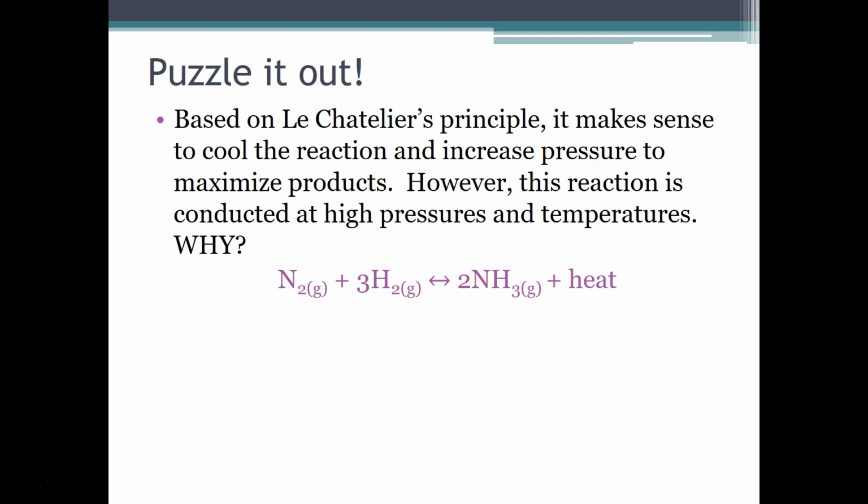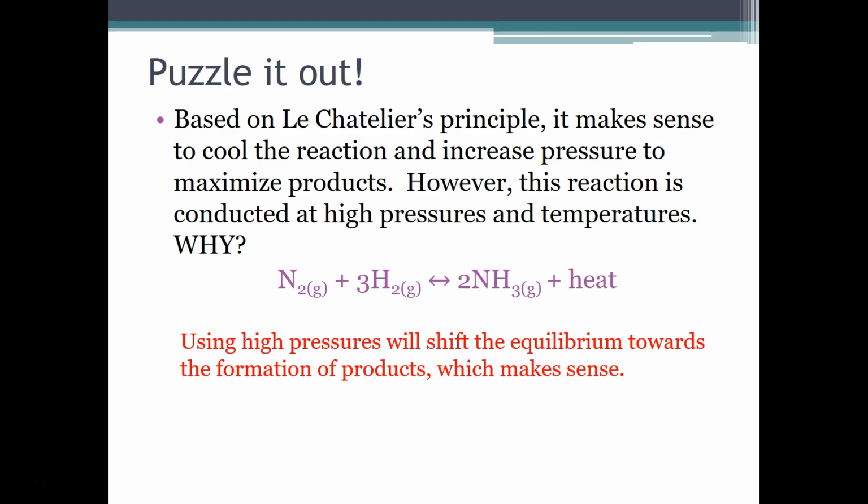Okay, so it says it makes sense to cool the reaction and increase the pressure to maximize products. Now that makes sense. Because this is an exothermic process, if we cool the reaction, it will push toward the formation of more product. And because there are more moles of gas on the left side of the equation, when we increase the pressure, it'll also push the reaction toward the formation of product. Right? However, we're going to conduct this at high pressure and high temperature. So using high pressures, of course, will shift the equilibrium toward products, and that makes perfect sense to do.